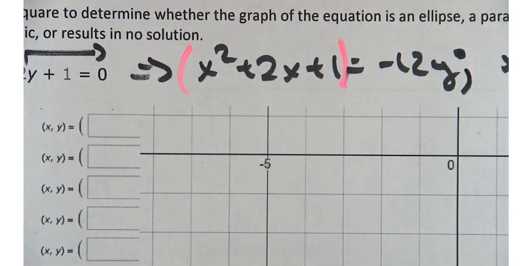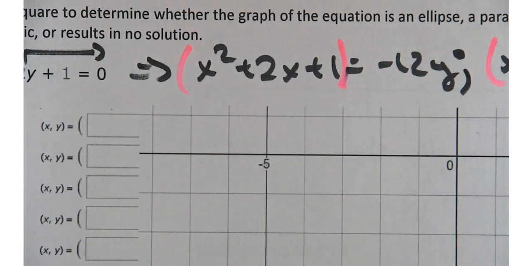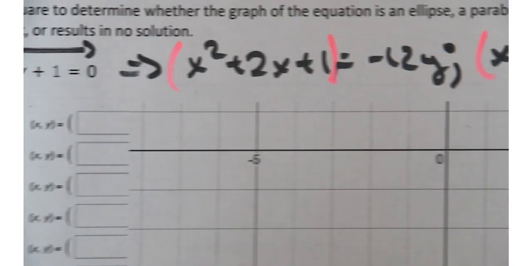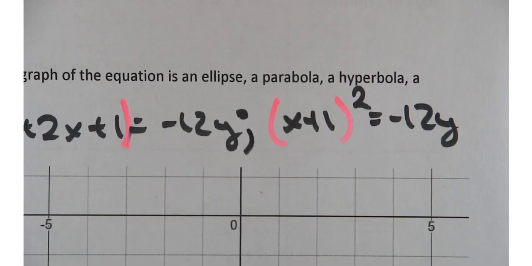So (x + 1) squared equals negative 12y. That's of the correct form for us to figure out what else we might need from this in terms of its graph.